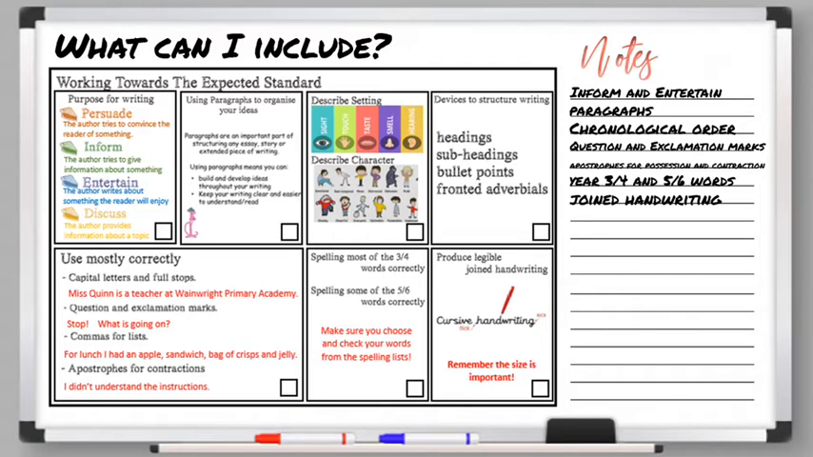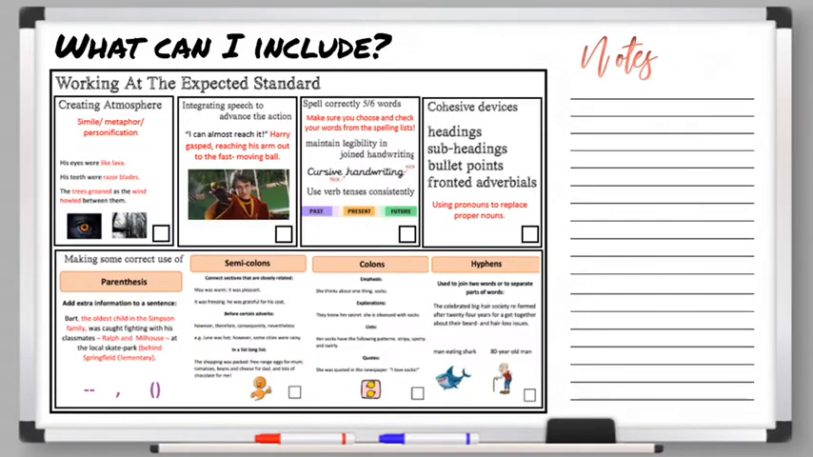Creating atmosphere, not necessarily, unless you're telling us about something specific that's happened in your life that was quite scary or quite dramatic. But things like similes, metaphors and personification, you could probably still get in there if you're describing a place where something has happened, or you're describing something that you like. You might describe it by using a simile.